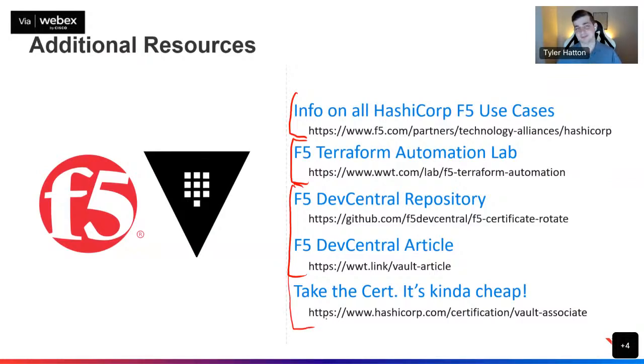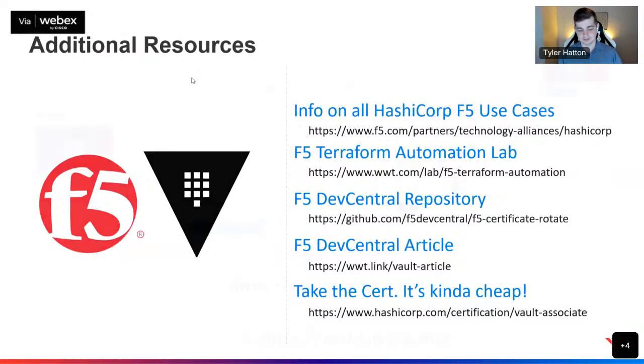And then finally, I always call this out, especially for HashiCorp stuff: take the cert if you get the chance. It's $70. It is super cheap. HashiCorp certifications are super cheap. So if Vault interests you, or Terraform interests you, or Consul interests you, take the Vault Associate, Consul Associate, or Terraform Associate. It'll get you a little bit more familiar with those solutions. And again, it's $70. So I always encourage people to take advantage of those.